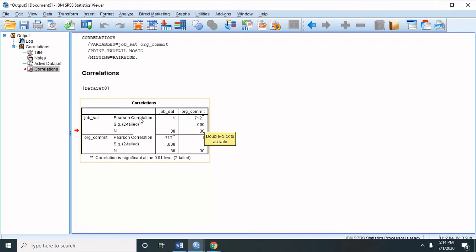The Pearson R correlation coefficient revealed a positive and strong relationship between the two variables. This suggests that the increase in job satisfaction would also likely increase the organizational commitment of employees.